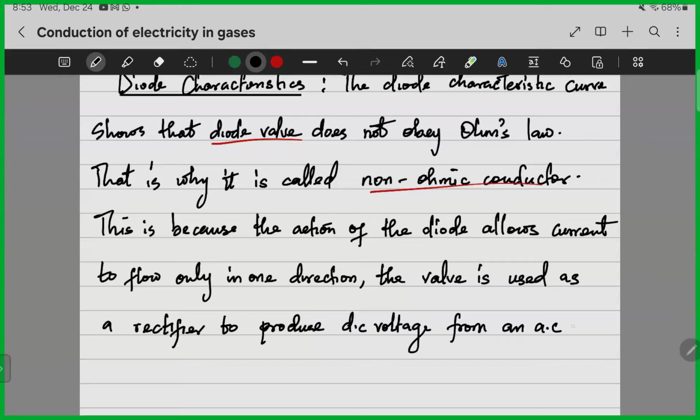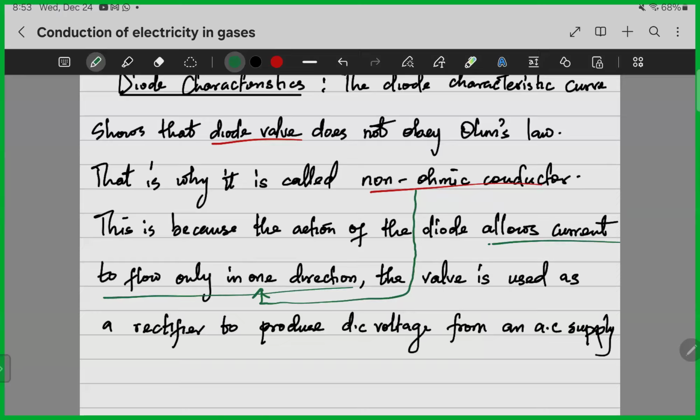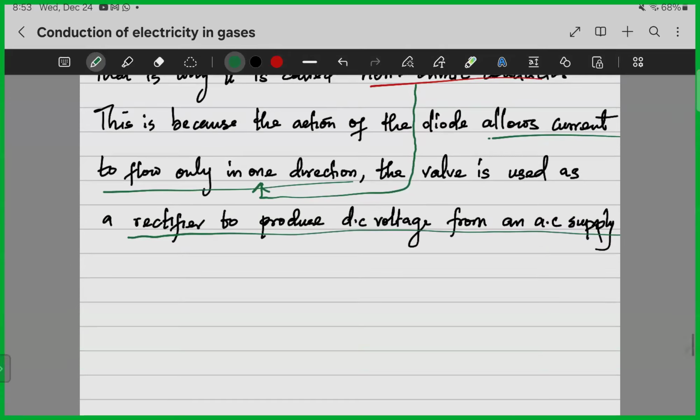from an AC supply. So they have told you some secrets there. I just want to call this secrets because I want to use that beautiful name. Because the action of the diode allows current to flow in one direction, and that's why it is non-ohmic. So the valve is also used as a rectifier, and the function of a rectifier is to produce DC voltage from AC supply. So please take note of these things. Let's go to the next subheading.